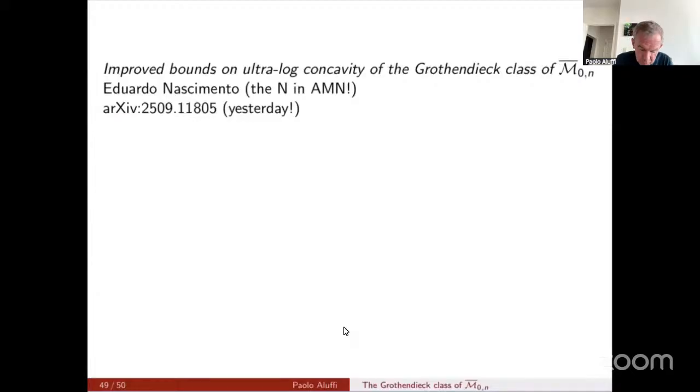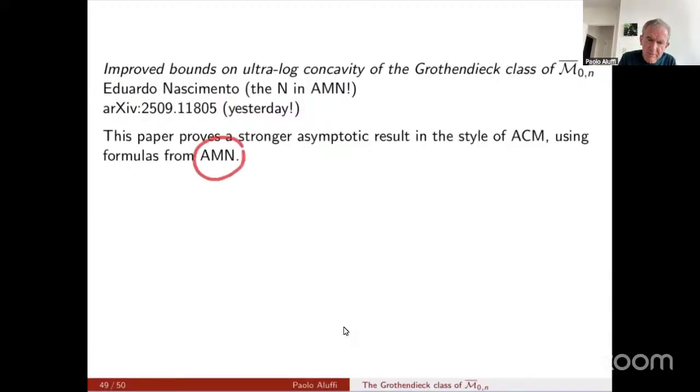And finally, this is really recent because Eduardo Nascimento, who is the third co-author in these papers, just yesterday put on the archive his paper where he uses the formulas in our common joint work to improve the bounds for log concavity. So not only do you know now that it's asymptotic, but you can say precisely that within this range, the inequalities will be satisfied and the range increases as you increase n.